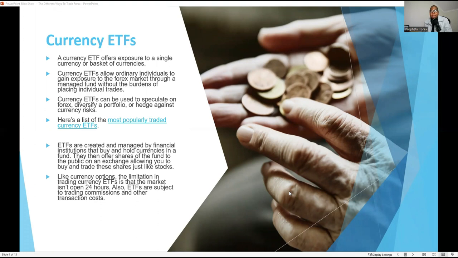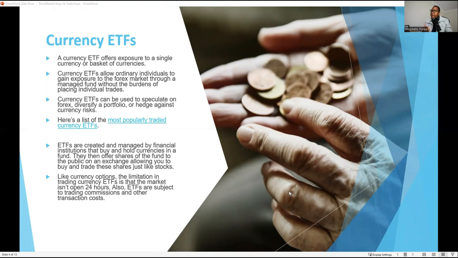And of course I'm mentioning it so much because we're actually going to talk about it in a few minutes. But we have currency ETFs, and of course a currency ETF offers exposure to a single currency or a basket of currencies. A currency ETF allows ordinary individuals to gain exposure to the Forex market through a fund, or rather a managed fund, without the burdens of placing individual trades.